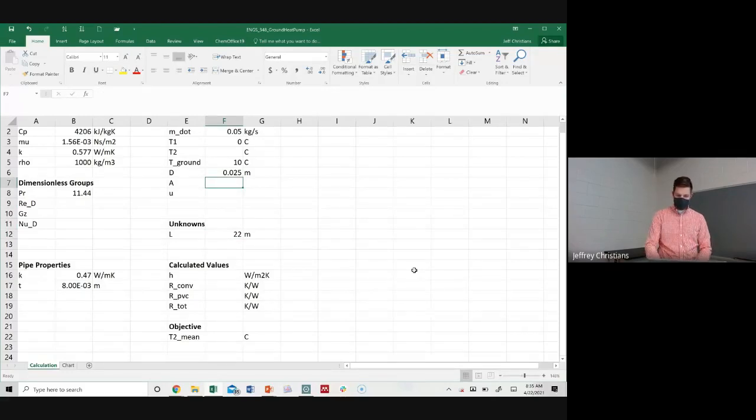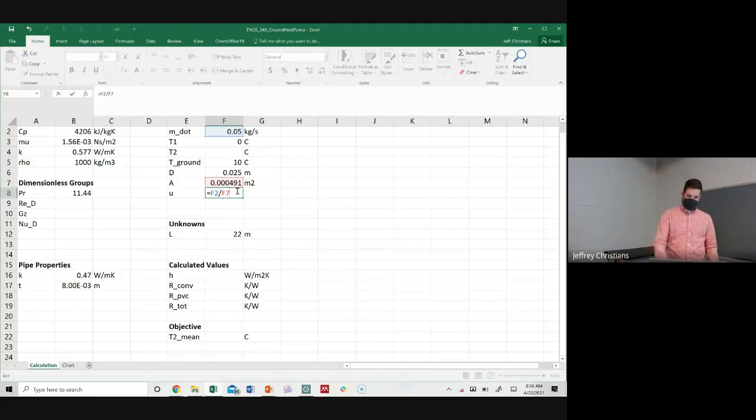Okay, so area here. Area is pi times d squared over 4, so that's meters squared. Our velocity is mass flow rate divided by area times density. Get my parentheses right: mass flow rate divided by area times density. That's 0.1 meters per second.